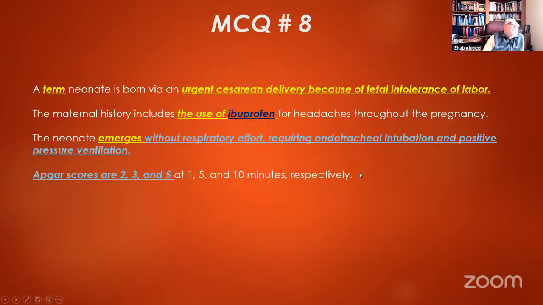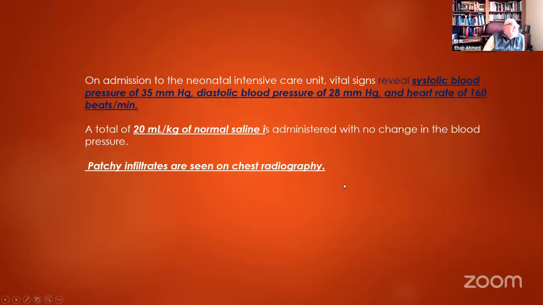So we have a term baby, C-section for fetal intolerance of labor. Mom had ibuprofen throughout pregnancy. Baby came limp, doing nothing, low Apgar, intubated, mechanically ventilated, X-ray with some patchy infiltrates, hypotension, the baby was shocky.